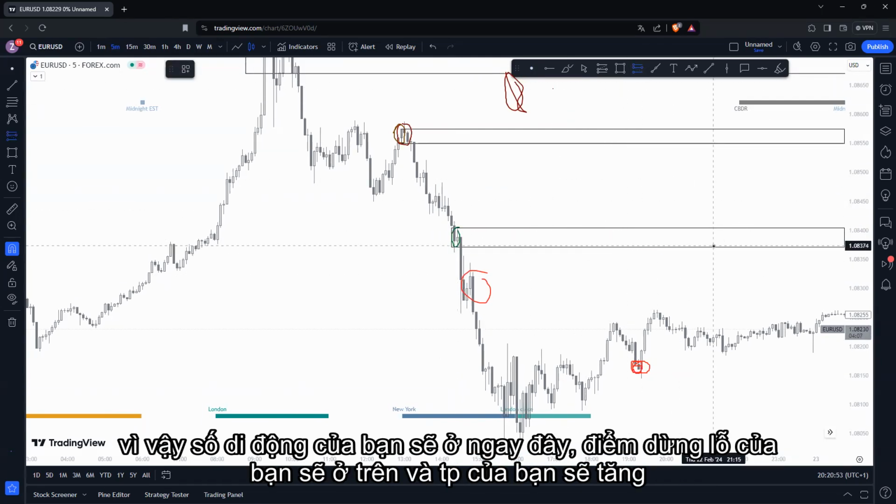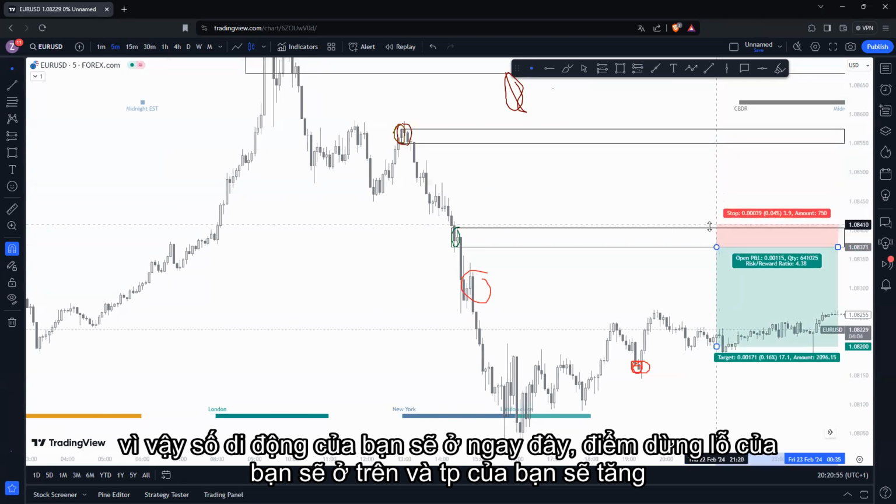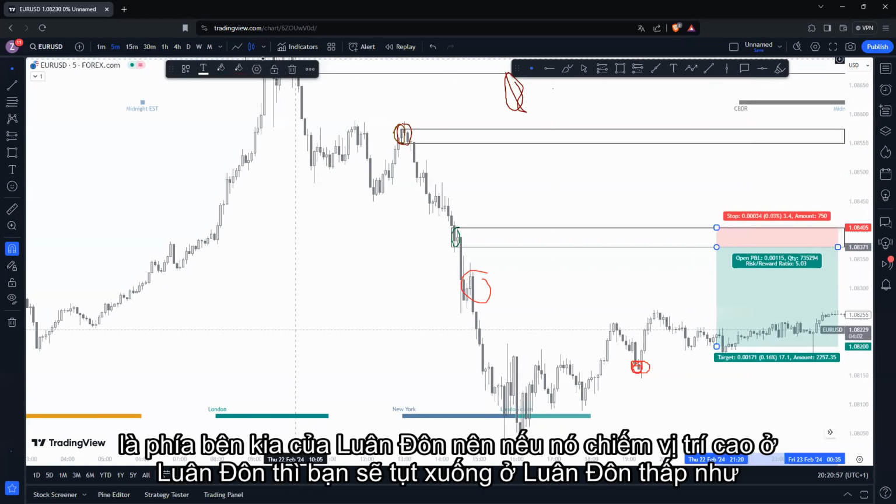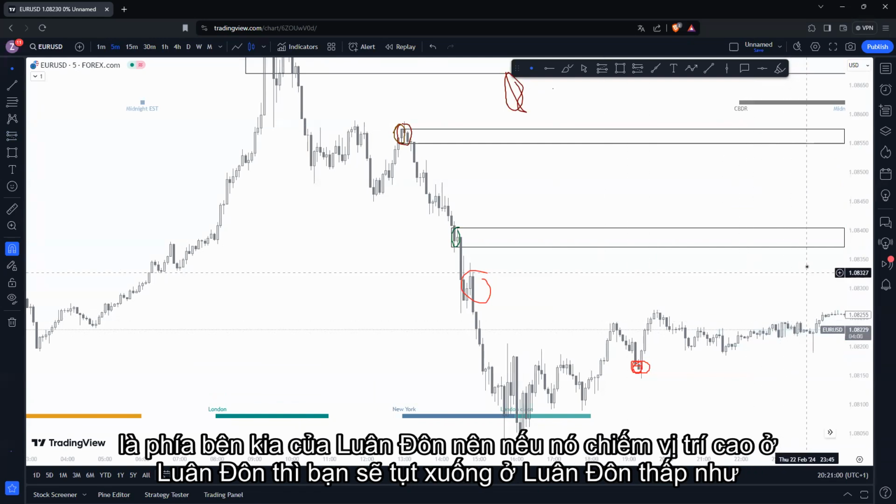So your sell is going to be right here. Your stop loss is going to be above, and your TP is going to be the other side of London. So if it took the high of London, you're going to TP at London low.